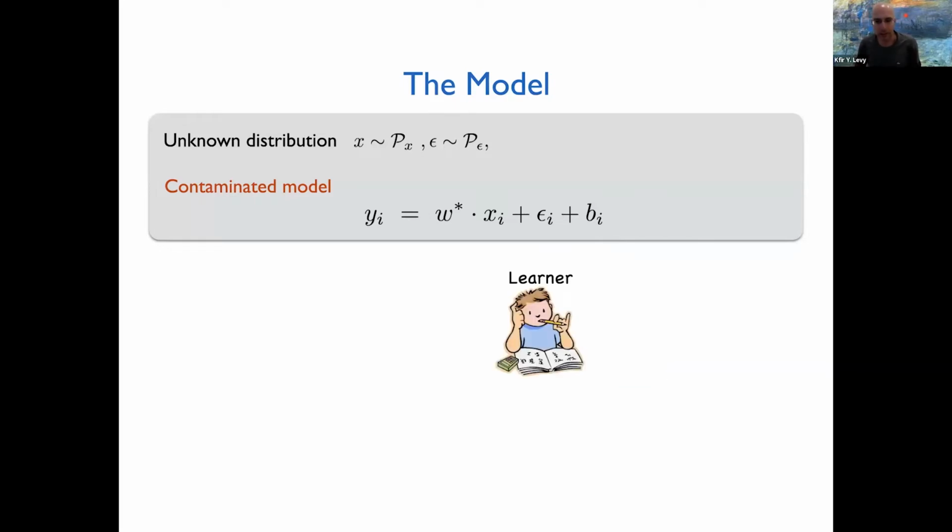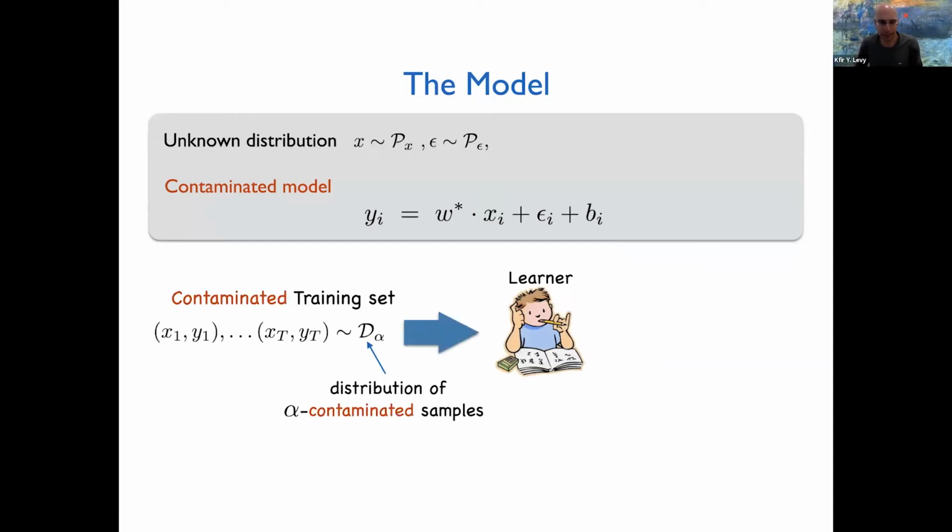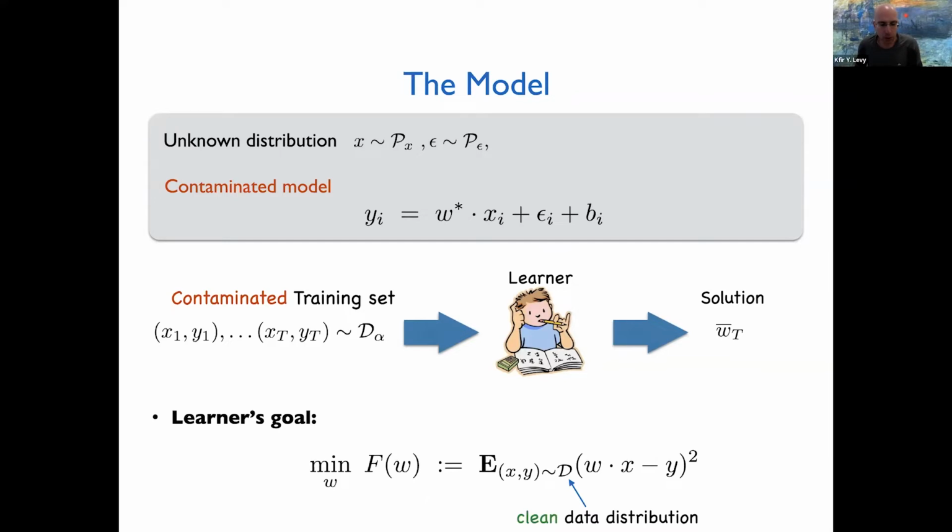Okay, so the setting is the following. We have a learner that receives T training samples from this contaminated distribution. So the alpha here denotes the distribution of contaminated samples. And this learner should output a solution or a prediction W bar for the optimal solution W star. And the goal of the learner is actually to generalize with respect to the square loss that is defined on the clean distribution of the data that we denote here by D.